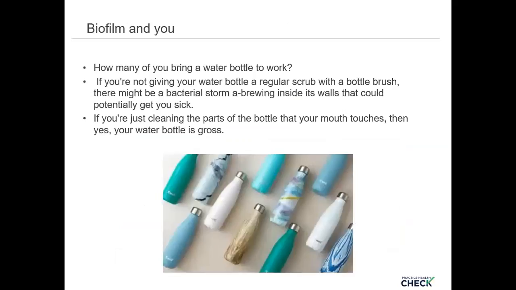So biofilm and you. How many of you bring a water bottle to work? I assume many of us do, since we're all very concerned about staying hydrated throughout the day. If you're not giving your water bottle a regular scrub with a bottle brush, or just cleaning it really properly, there might be a bacterial storm brewing inside the walls that could potentially get you sick. If you're just cleaning the parts of the bottle that your mouth touches, then essentially your water bottle can be filled with many types of bacteria.